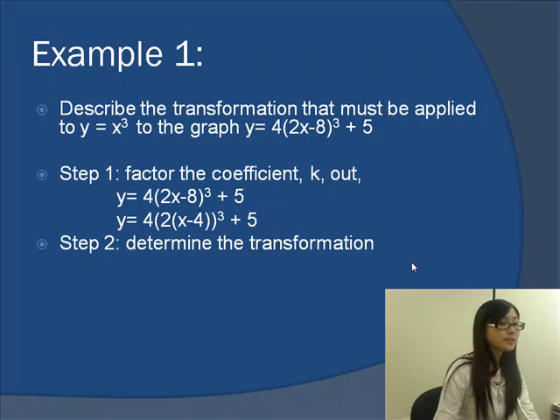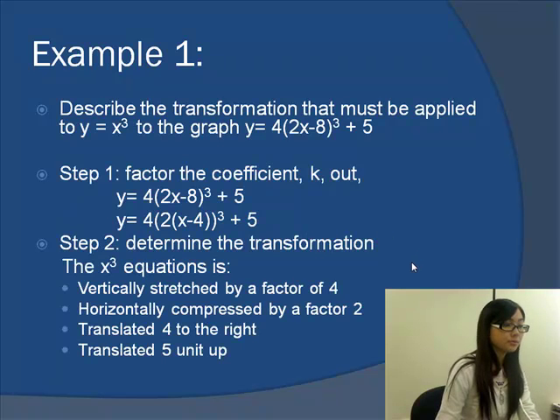And then we have to determine the transformation. That's step 2. We see that it has vertically stretched by a factor of 4, that's the 4 in front. It has a horizontal compression by a factor of 2, that's this 2, that's k. It translated 4 to the right because it's negative 4, and translated 5 units up, that's positive 5.